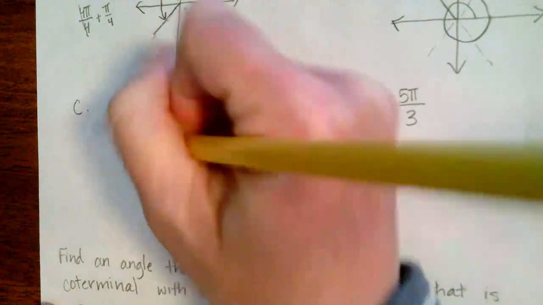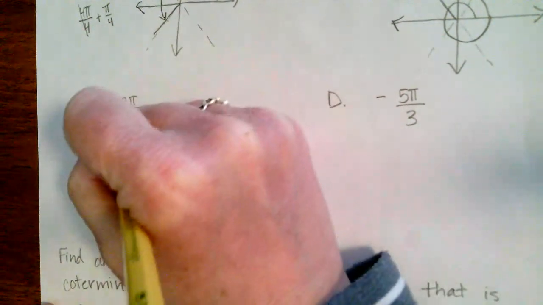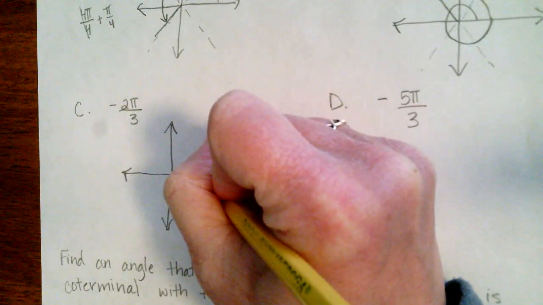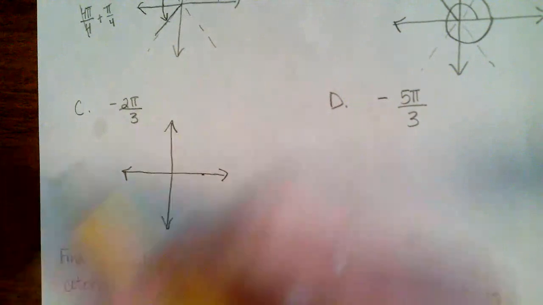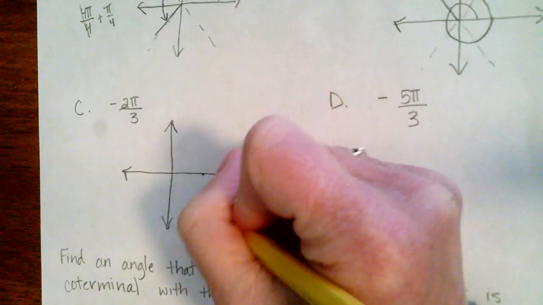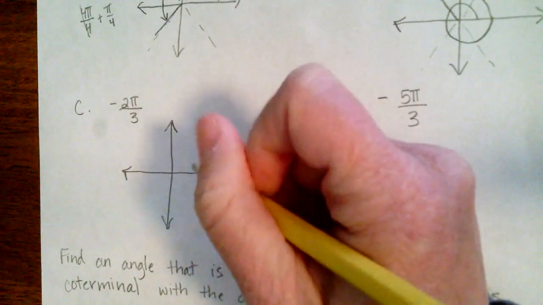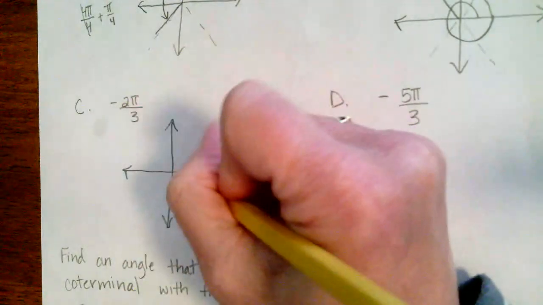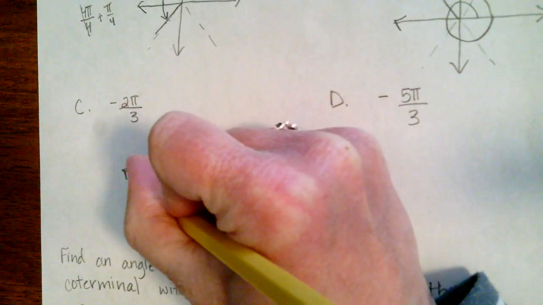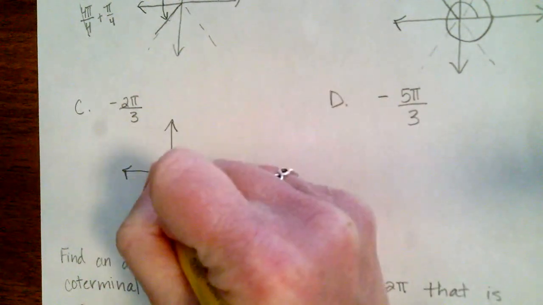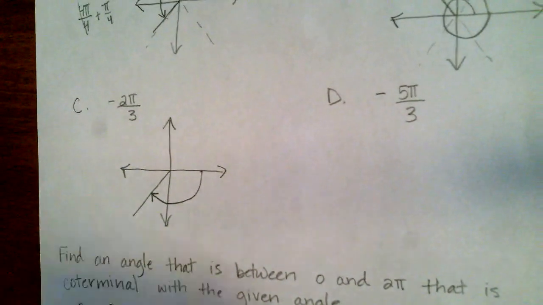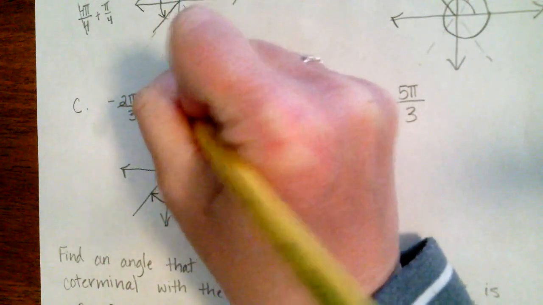For C, again, I'm drawing my coordinate plane. This time, I'm starting on the positive x-axis again, but I want to go in a negative direction. So instead of going counterclockwise, I'm going to go clockwise. Pi is half my circle. I want to go 2/3 of the way around, and I draw my arrow to show that that's the direction that I moved. And I can see that this would be in quadrant 3.